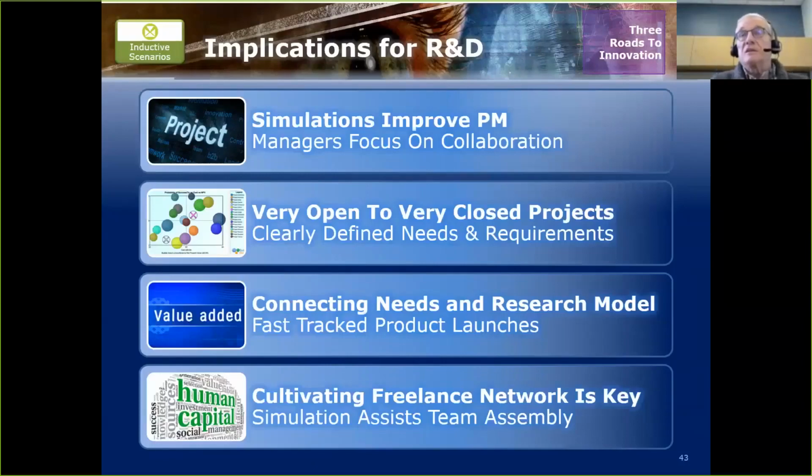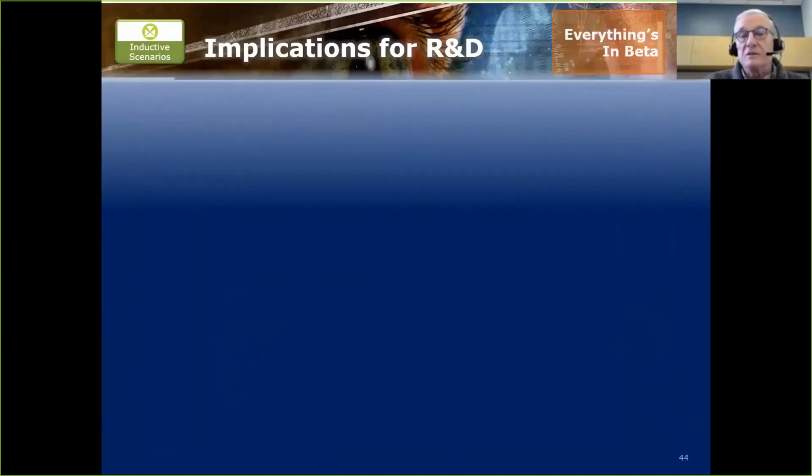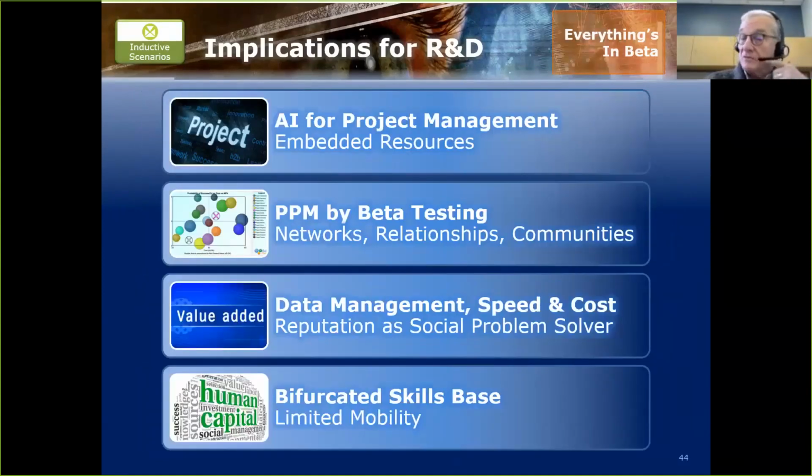3 roads to innovation. It's all about collaboration because everybody's outside, in the Hollywood model. So managing projects is all about collaboration, and simulation will improve project management. You'll run a very broad mix of very open to closed projects with unique needs, and your value will be connecting needs with the right research model and finding the resources. A strategic strength would be cultivating these teams, having the right reputation, and you'll even use simulation to assist team assembly.